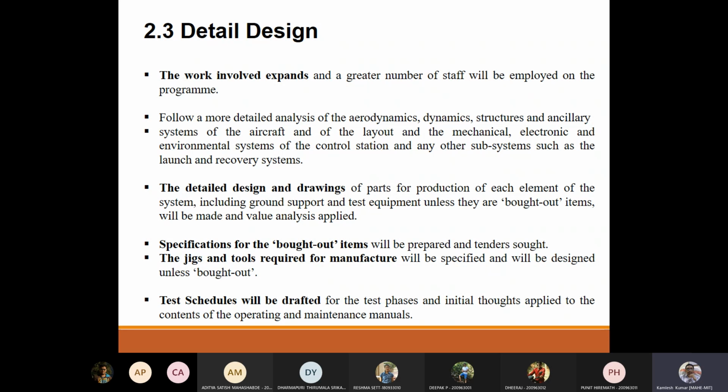Any other equipment also, if you talk about other equipment, communications, engines, those things, correct? The other equipment should also be discussed in detail. So you have a layout of the mechanical, electronics, environmental systems, the control station, or any other subsystem involved with this, either for launching or recovery. All should be discussed in detail when you're coming to the complete design. So under the detailed design, this is the very detailed part.